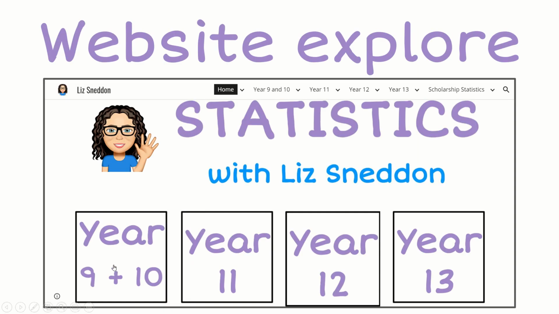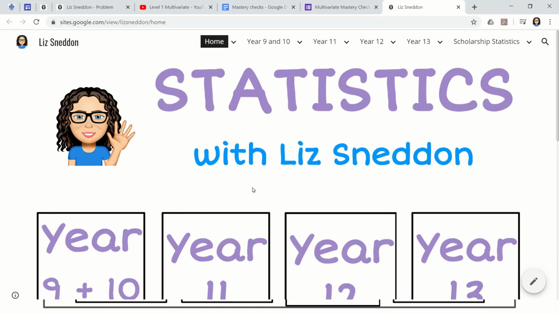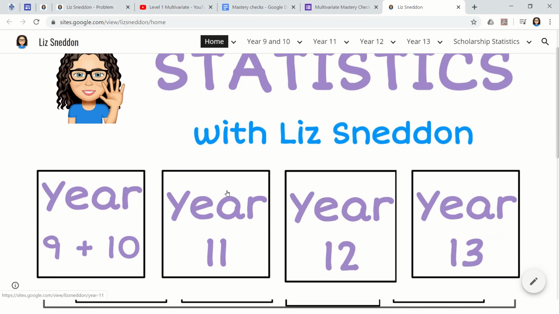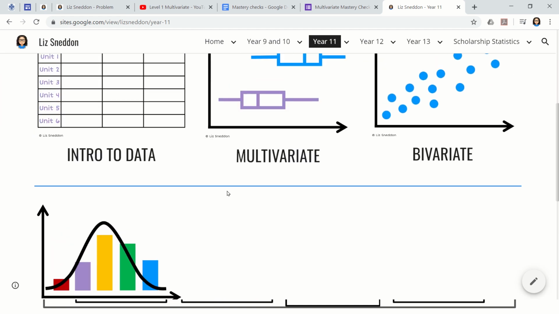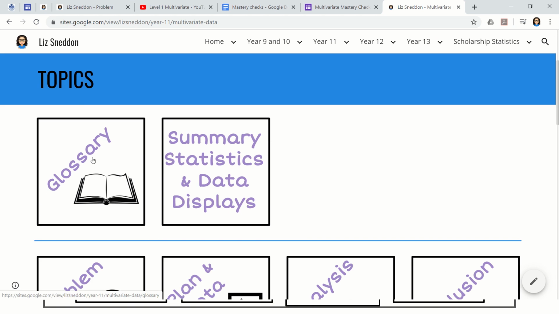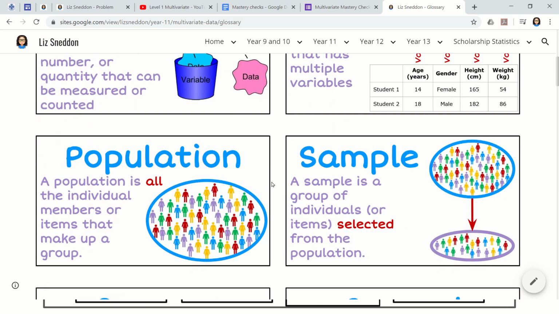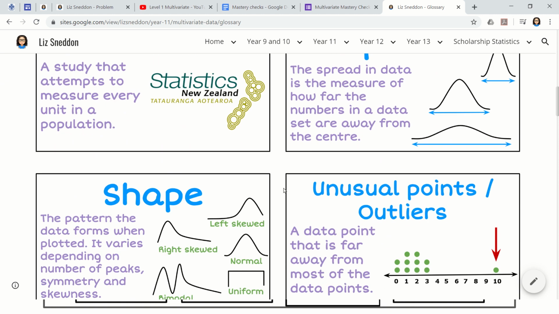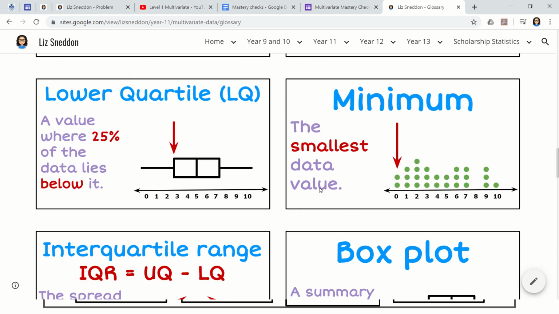So I just want to have a quick explore of the website and show you a few things. For example, if I go to my Year 11s, I've got a number of different topics there. If I go into my multivariate, I start with a glossary, going through some definitions of what the key words are, so knowing what an outlier is, and I always try to give them a visual image to go with it.